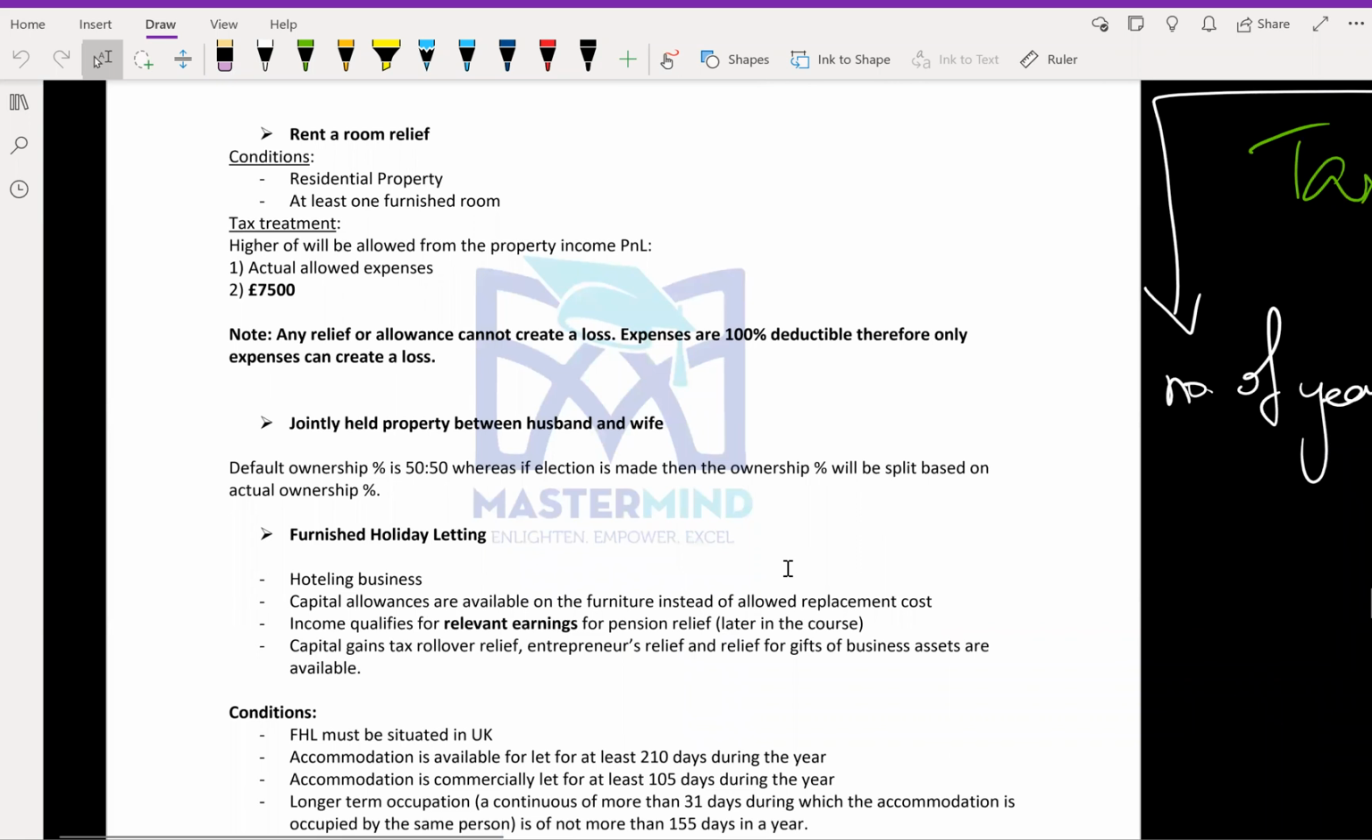Now, rent a room relief. Okay, this is pretty simple. This is the Airbnb model. All right, you have a furnished home, a residential property, not a commercial one we're talking about over here. You have one room in it which you want to rent out. Yes, this is how Airbnb started, right? Residential home, and you want to rent it, and that room is furnished. Okay, in that case, whatever income you've earned, that's one thing.